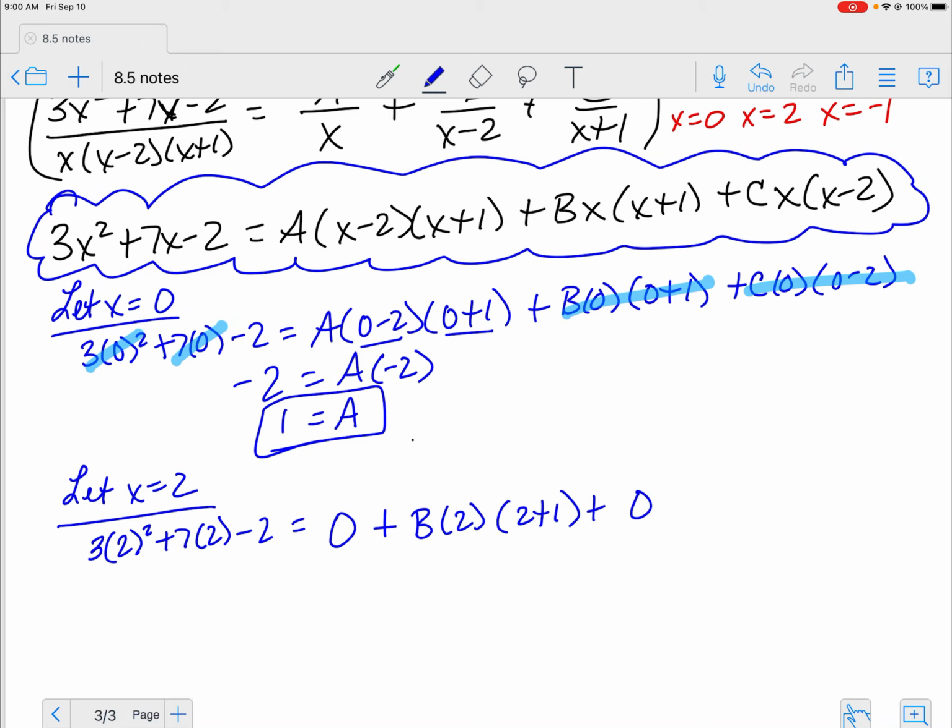So I'm not going to write all that stuff out. Look at your number over here on the left. 4 times 3 is 12 plus 14 minus 2. I could look at this as 12 minus 2 is 10, 10 plus 14 is 24, or however you want to do that. And then I've got 3 times 2 is 6, so this is 6B. So B is equal to 4.